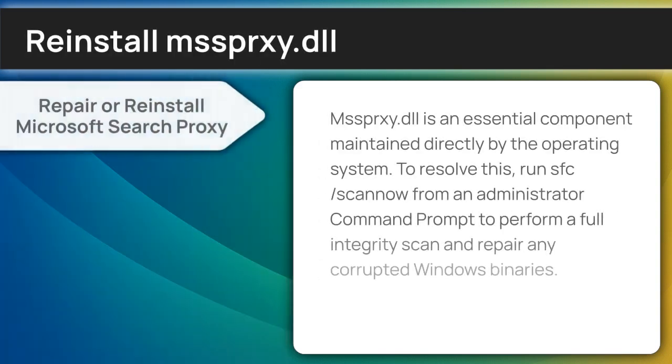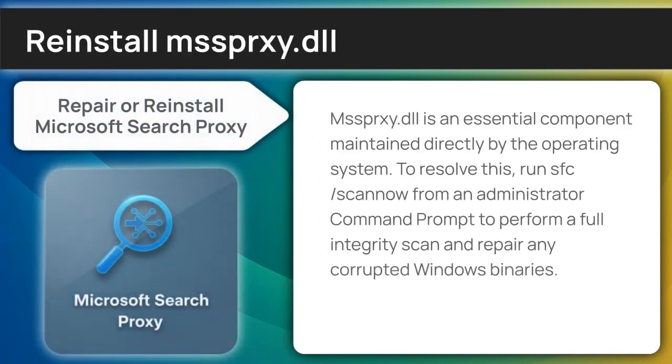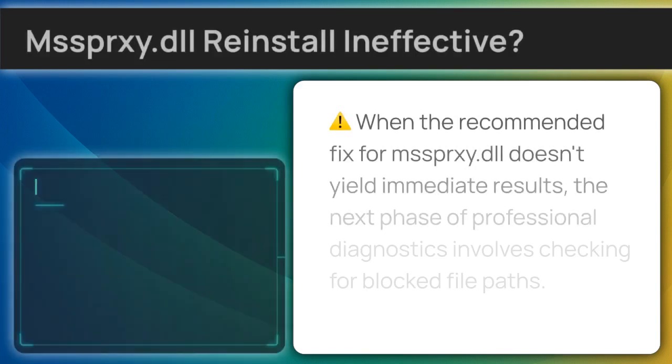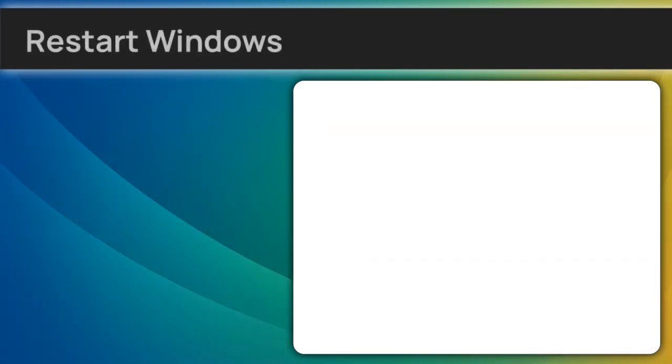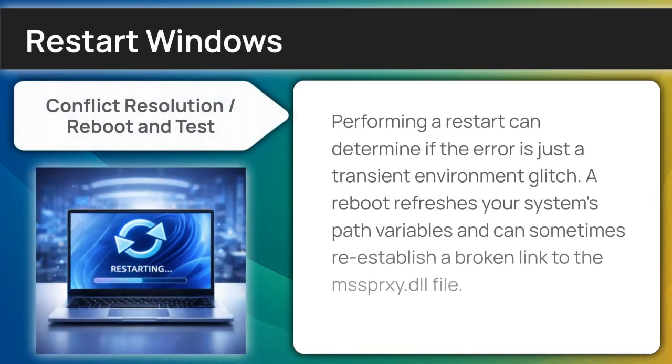Mssprxy is an essential component maintained directly by the operating system. To resolve this, run sfc /scannow from an administrator command prompt to perform a full integrity scan and repair any corrupted Windows binaries. In the event the error remains visible, it indicates we need to verify the environment's ability to register new shared resources. If your system has been running for an extended period, a reboot might be necessary to resync your background processes and clear any temporary locks on the Mssprxy library file.